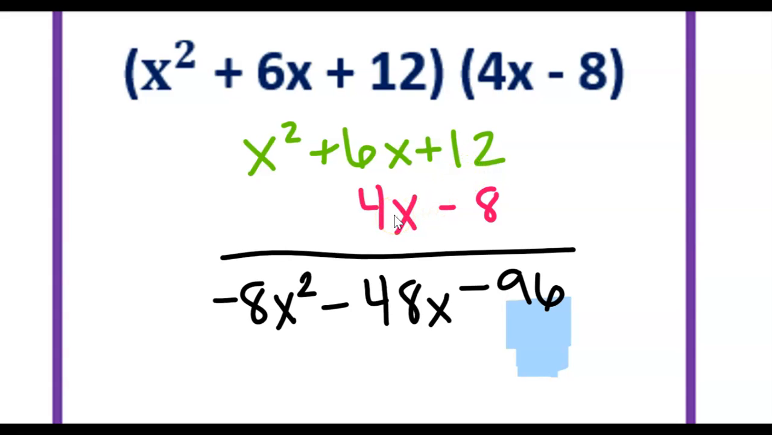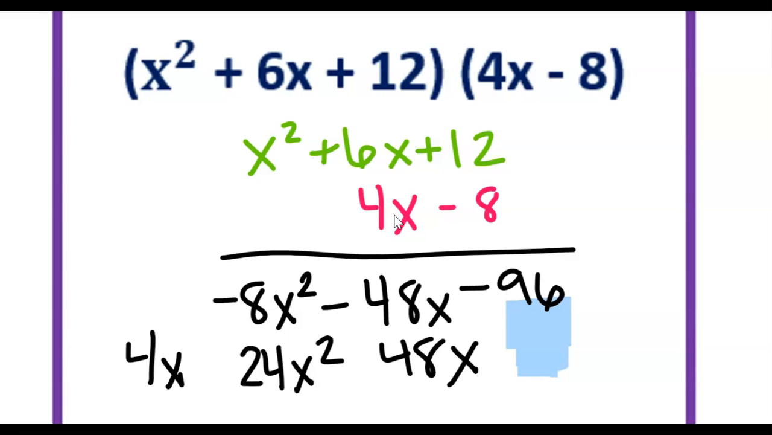We're now going to go ahead and multiply 4x times 12, which is going to give us 48x. We're going to multiply 4x times 6, which is going to give us 24x squared. And we're going to multiply 4x times x squared, which is going to give us 4x to the third.